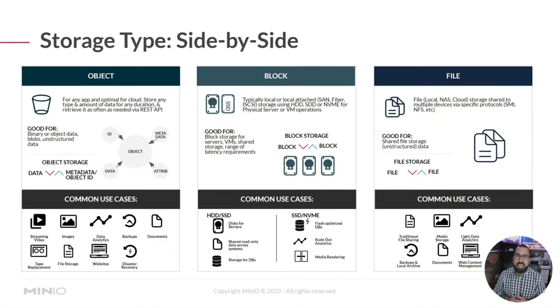So now let's do a side-by-side storage comparison. I know a lot of folks work visually, so we wanted to build these graphs out just to make it easy for you to understand some of the use cases where these could be used. So for object storage, for any app and optimal for the cloud, you can store any type and amount of data for any duration and retrieve it as often as you like via the REST API. So this is good for binary and object data, blobs, unstructured data, things like that. Remember, this gets written down as the data itself, and then metadata and an object ID and other things are generated and attached to this, and that's what you get back. You get back the data plus this additional data.